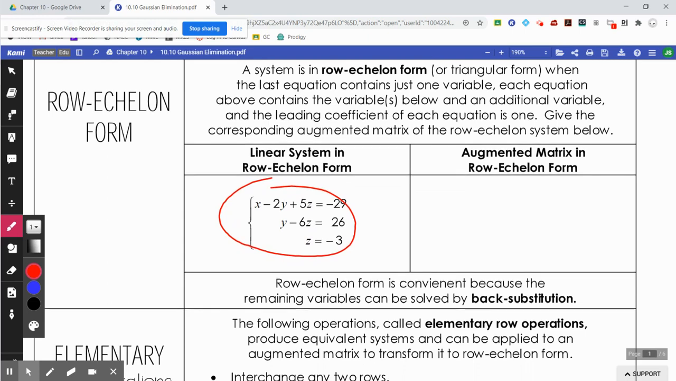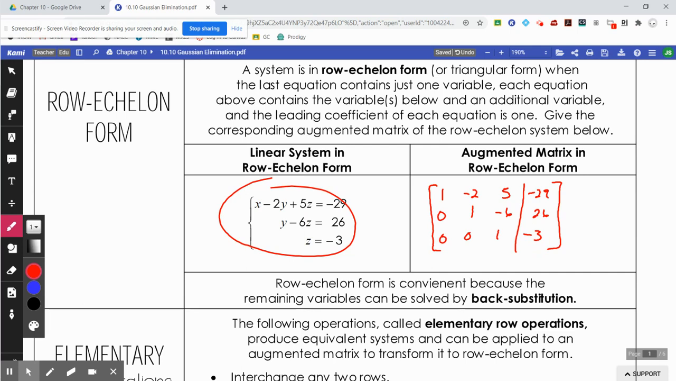So look, if we were to write that as an augmented matrix, we'd have 1, -2, 5, and then our constant. Then we'd have a 0 because there are no x's, 1, -6, and a 26. Then 0, 0, 1, and a -3.